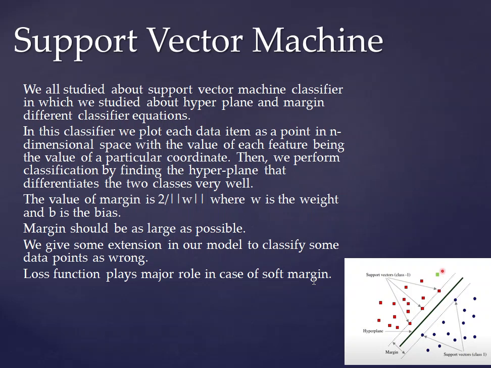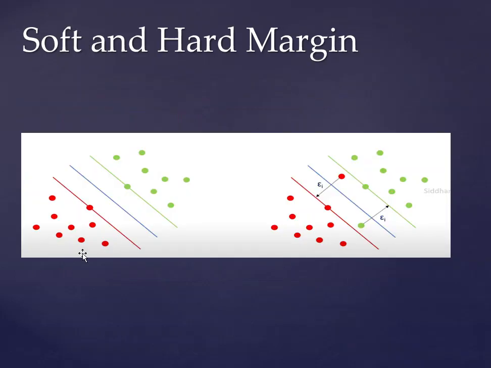The value of the margin we calculated was 2 by mod of W, where W is the weight and b is the bias. We should also consider the loss function, which plays a major role in the support vector machine. So let us first discuss the soft and the hard margin.